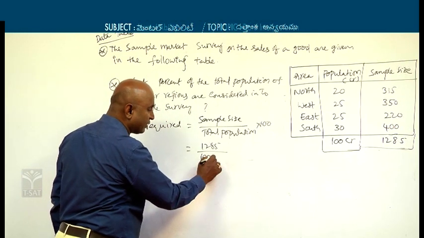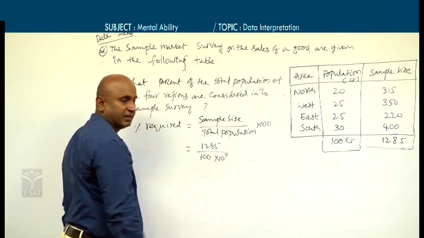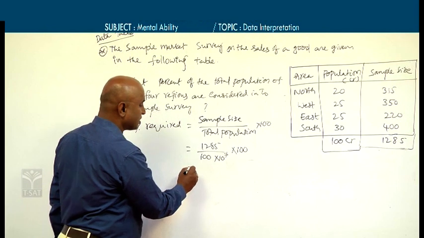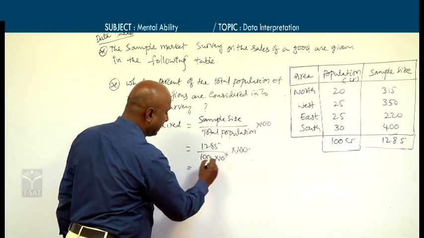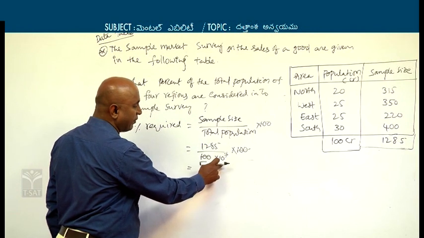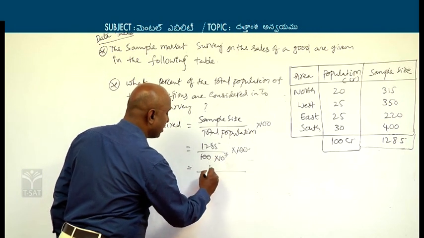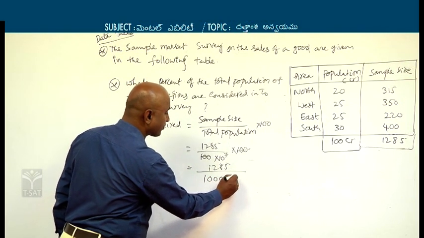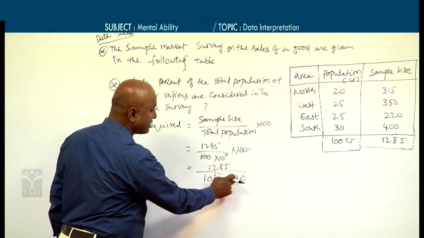1 crore is equal to 10 to the power of 7, into 100. So 100 will get cancelled, and 1285 by 10 to the power of 7 means 1285 by 1 after 7 zeros. 1, 2, 3, 4, 5, 6, 7.